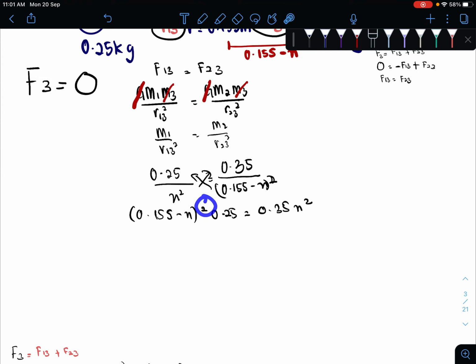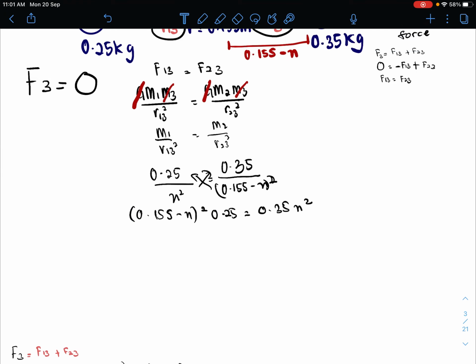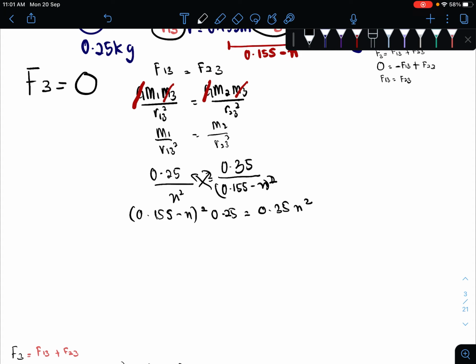Okay, ini awak kembangkan sebab dia square, betul tak? So, kita kembangkan dia. Bila awak kembangkan, what you going to get adalah 0.024 plus X square minus 0.31X darab dengan 0.25, 0.35X. Okey. So, awak boleh kembangkan ini ataupun awak boleh bawa ni bahagi dengan sini.